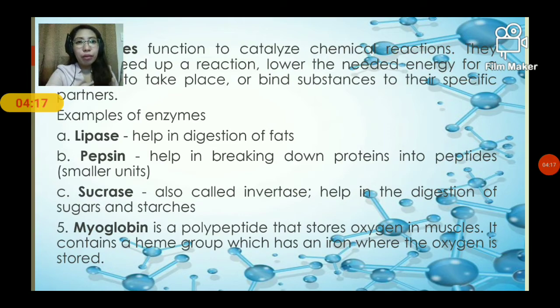Okay, so examples of enzymes, we have lipase. What is lipase? It helps in digestion of fats. Pepsin helps in breaking down proteins into peptides. Sucrase, also called invertase, helps in the digestion of sugars and starches. Myoglobin is a polypeptide that stores oxygen in muscles. It contains a heme group which has an iron where the oxygen is stored.